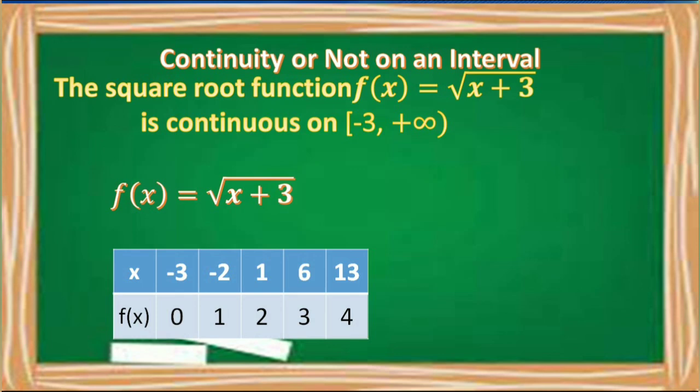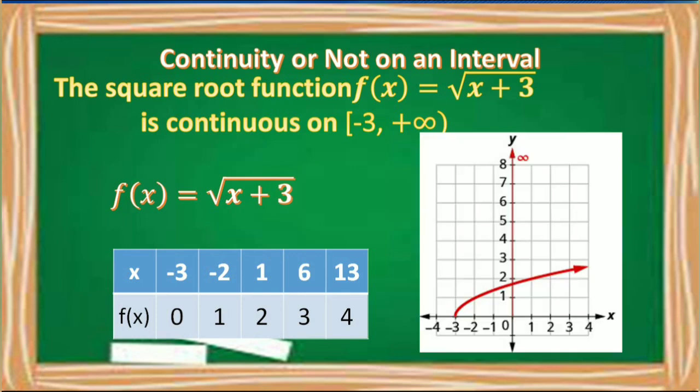If x is 6, then f of x is 3, because the square root of 6 plus 3 equals the square root of 9, and the square root of 9 equals 3. If x is 13, then f of x is 4, because the square root of 13 plus 3 equals the square root of 16, and the square root of 16 is equal to 4. And if we are going to sketch the graph, we have a curved line starting from -3, moving or extending indefinitely upward to the right.